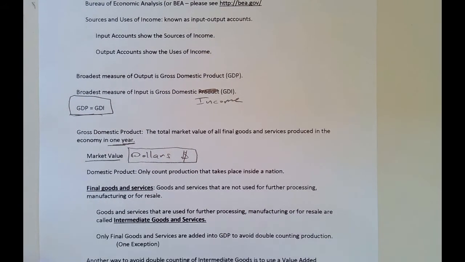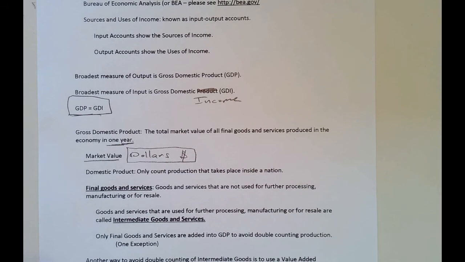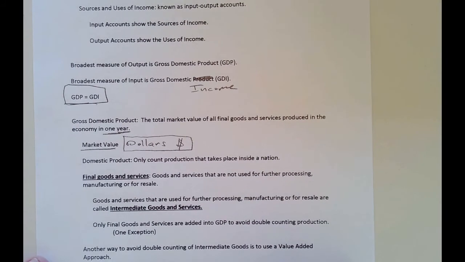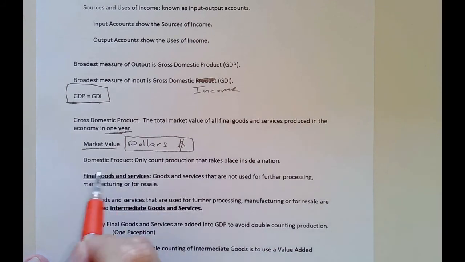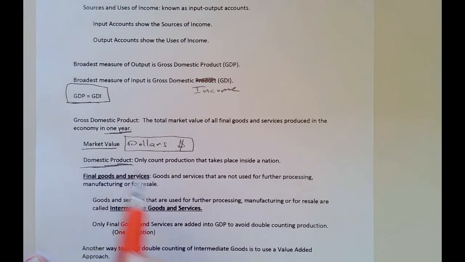Most of the stuff that goes into GDP is determined by the market. The market will set the value of these goods, the prices, through supply and demand. Second of all, it is domestic product, so it only looks at what is produced inside the United States. There's another measurement called gross national product, which measures things outside the United States and not everything in the United States, but GDP measures things only produced inside the United States.